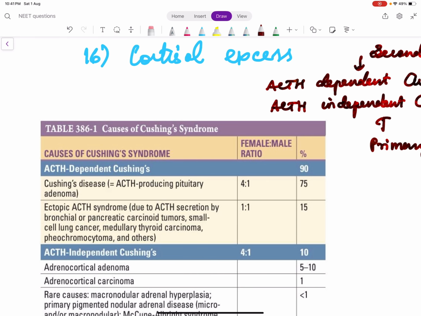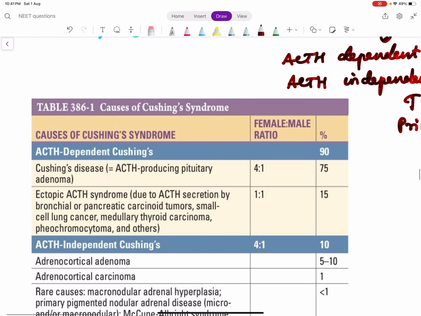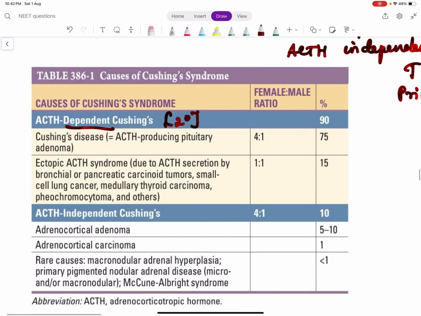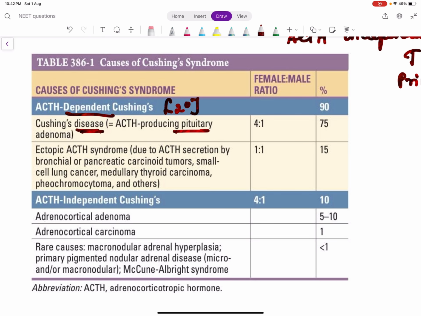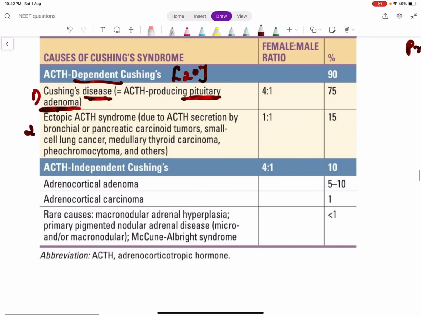Okay. So ACTH dependent Cushing's is secondary. That is problems with the pituitary gland. It was previously called Cushing's disease. So what are the causes? One, it's a pituitary adenoma. Now think of the next cause. It is a peculiar cause. ACTH can be produced from an ectopic source, especially cancer. Remember, at least small cell lung cancer.